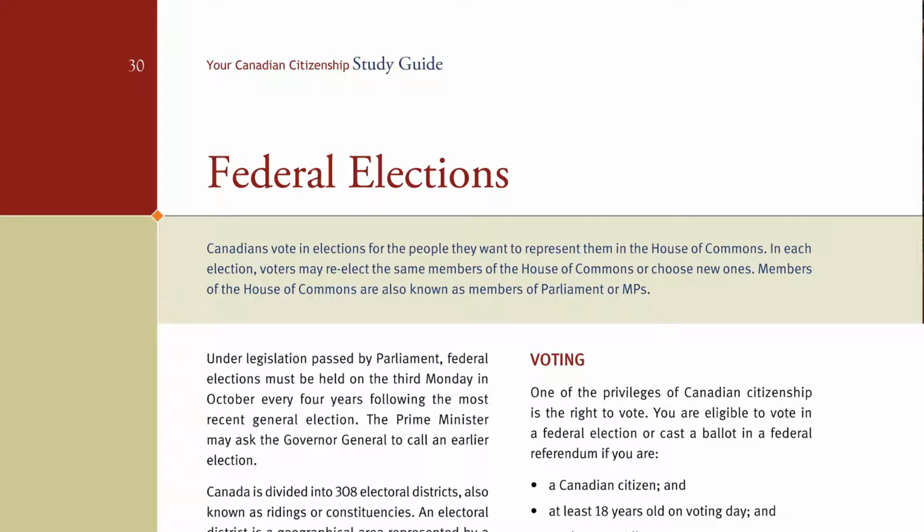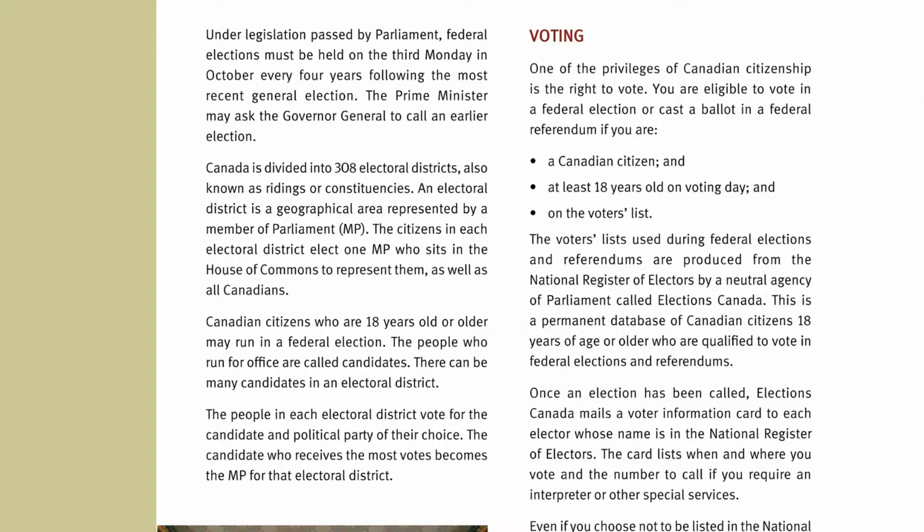Federal elections. Canadians vote in elections for the people they want to represent them in the House of Commons. In each election, voters may re-elect the same members of the House of Commons or choose new ones. Members of the House of Commons are also known as Members of Parliament, or MPs. Under legislation passed by Parliament, federal elections must be held on the third Monday in October every 4 years following the most recent general election. The Prime Minister may ask the Governor-General to call an earlier election.